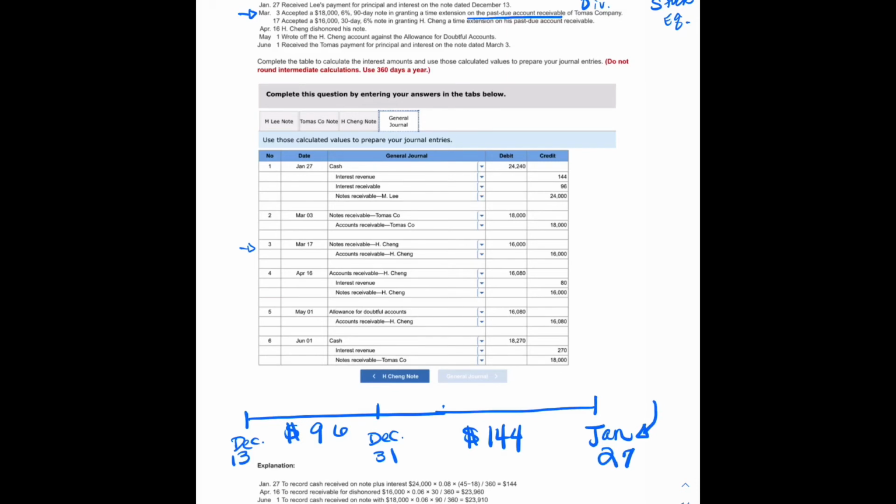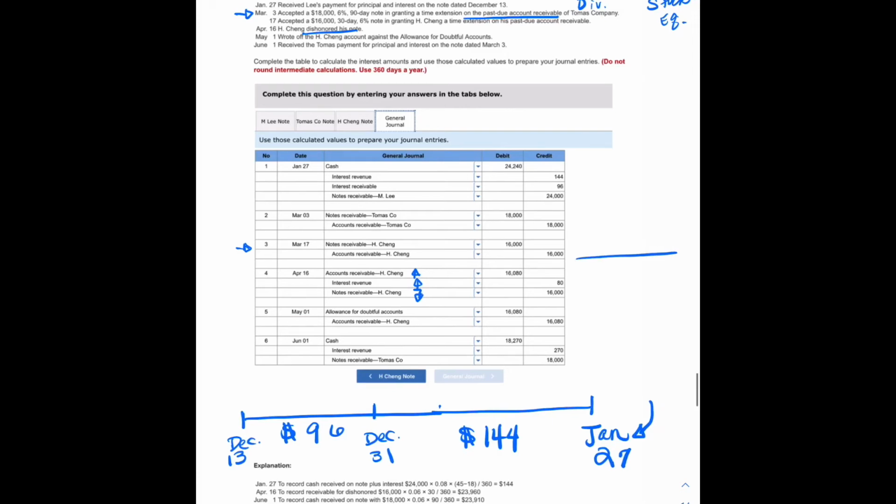So in this case, instead of $18,000, it's just for $16,000, but it's handled exactly the same as the transaction on March the 3rd that we just discussed. Now on April the 16th, we're told that H. Chang dishonored his note. So on this date, what we've got to do is we have to eliminate the note receivable, accrue for the interest revenue, and restore the accounts receivable. So what just happened is we decreased the notes receivable down to 0, eliminating it.